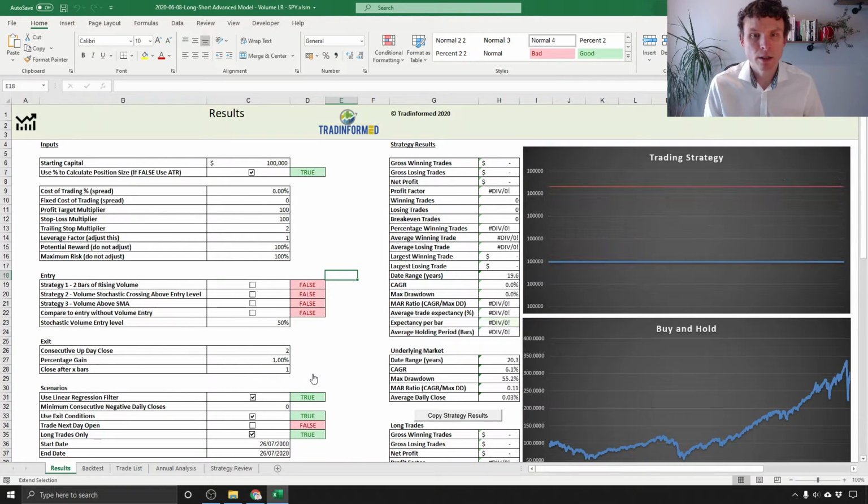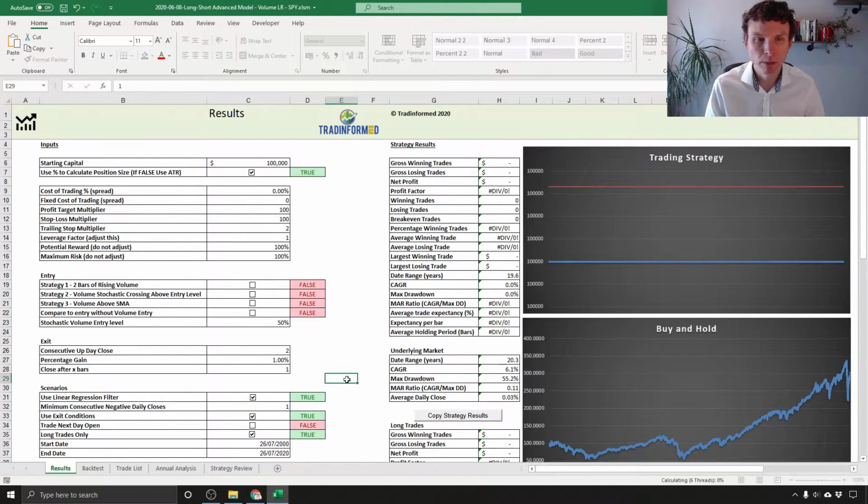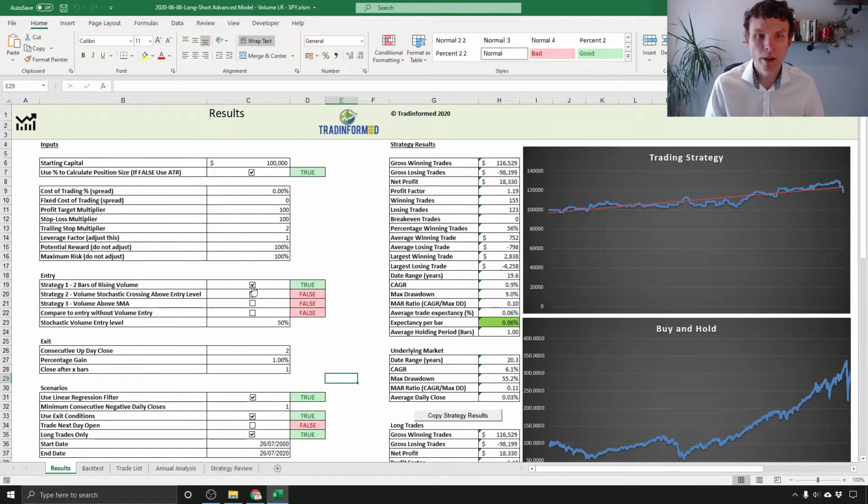Okay, now the next factor that I'm going to adjust is another filter, and this is minimum consecutive negative daily closes, which is simply a way of saying that the market needs to have closed down for at least one period before a trade can be entered. If I set this to 1, which I'm doing now, we're going to have a look at how it has affected all the markets. Again, very little difference to strategy number 1.